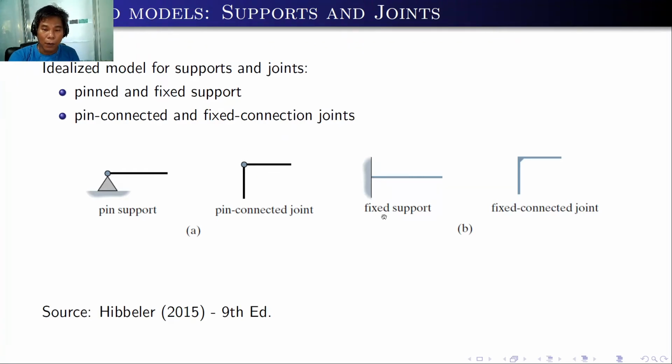While for the fixed support, as you can see here, the stick model is connected to a fixed, rigid support. So this is a fixed support. While the connection or the joints between the two members, a structural stick model, as you can see, it's not a circular diagram, but a jumper at this corner. This is a fixed connected joint.